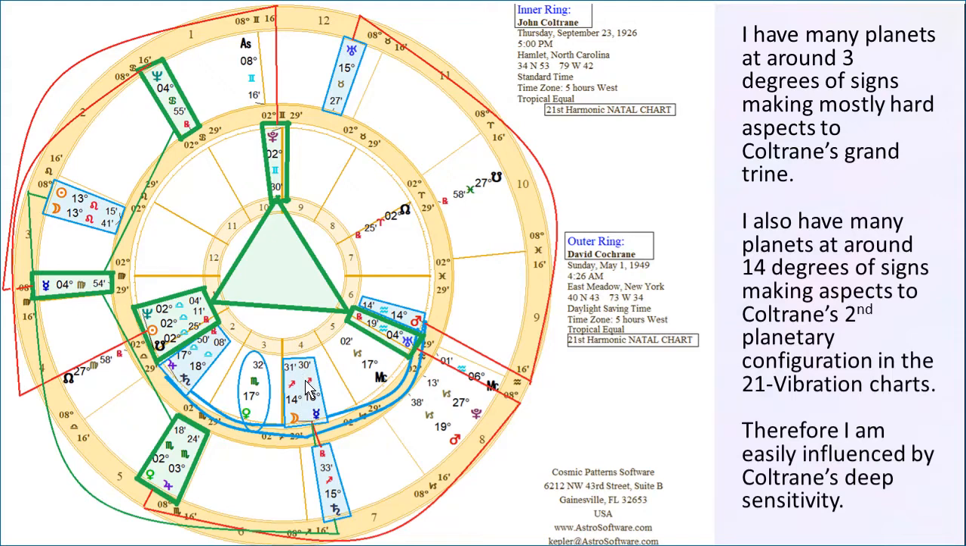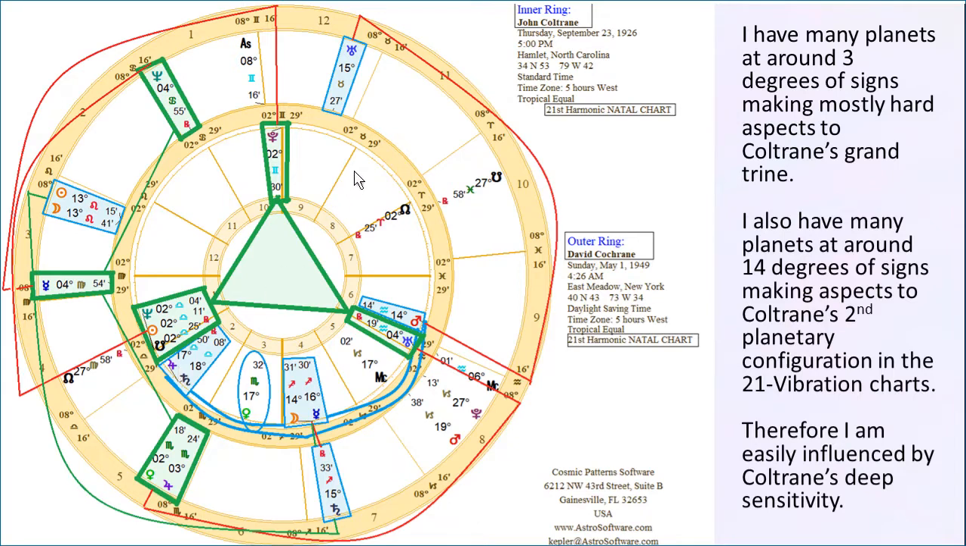Here's Coltrane's other configuration, which is his Moon-Mercury conjunction. I put it in blue to distinguish it from the other one. His Moon-Mercury conjunction, let's see, this is sextile. His Jupiter-Saturn, but most of this is out of orb. It's mostly just Mercury sextile Jupiter-Saturn. And Moon is sextile Mars. So we have Moon sextile Mars. Mercury sextile the Jupiter-Saturn.